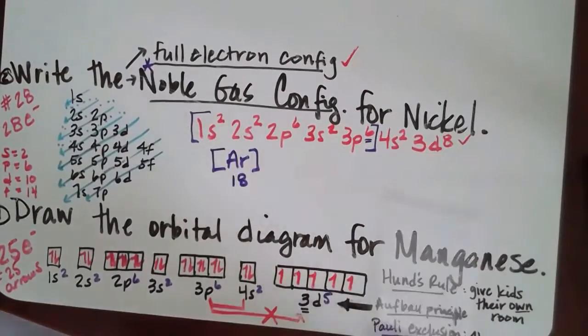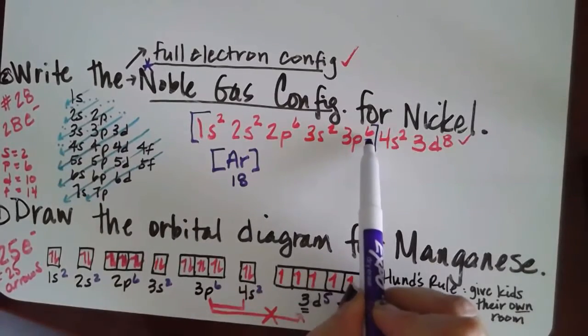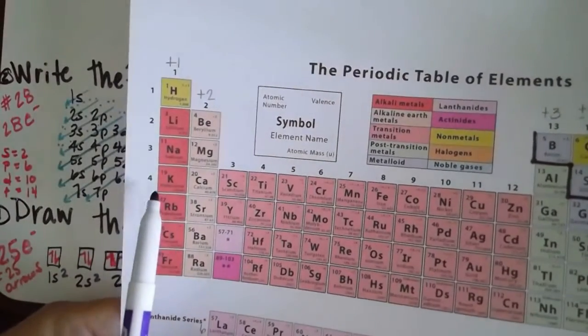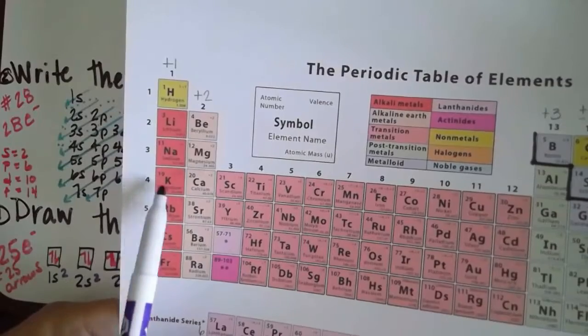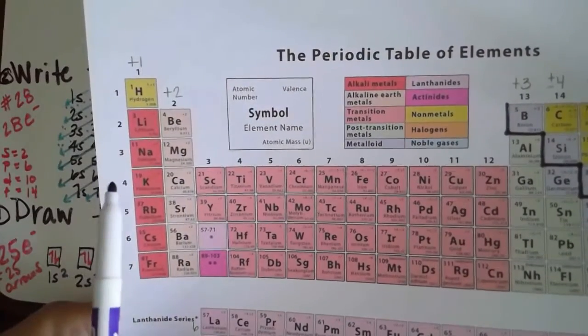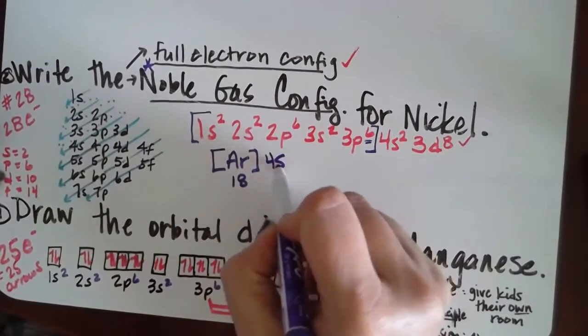But now, how do you do that if you don't want to write the whole thing out and you literally want to do a shorthand method? Here's how you do it. Argon is 18. That was our last p6 on here. We said we were going to stop at argon. Argon is 18. The next one is 19. Well, 19 is potassium, and that's in my 4th row. These are my s's. This is my 4s. So I'm going to write 4s.